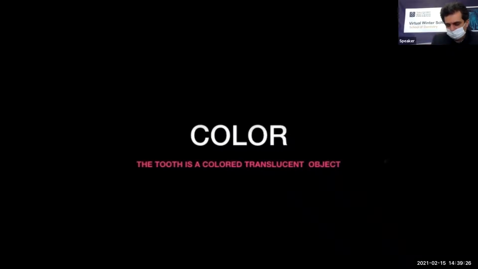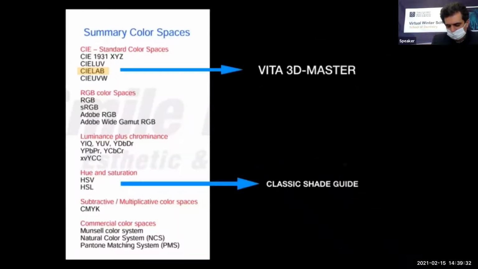Let me talk a little bit about color. The tooth is a colored, translucent object. There are 17 systems for color definition. We use the HSV system for dentistry, and HSV means hue, chroma, value, and some companies like Vita use the LAB system.